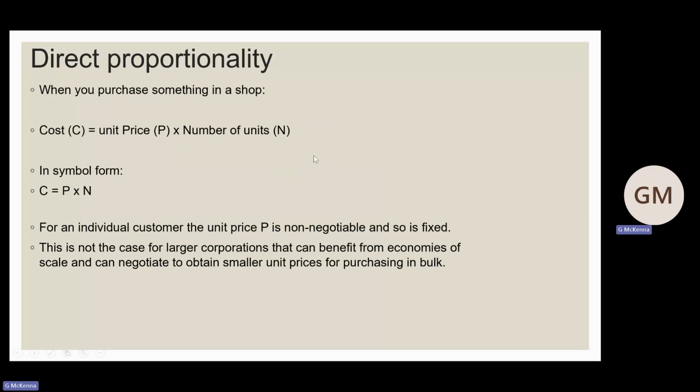So when you're purchasing something in a shop, the cost C is equal to the unit price P multiplied by the number of units N. And in symbol form, C is therefore equal to P multiplied by N.